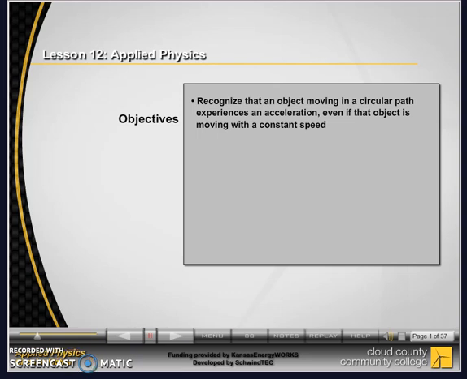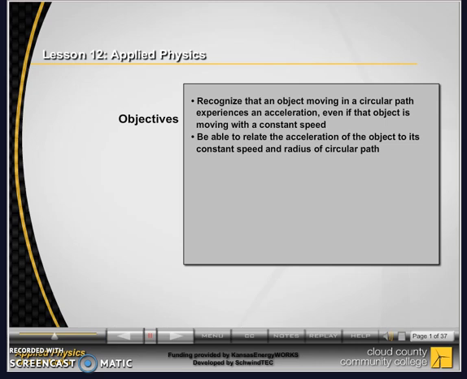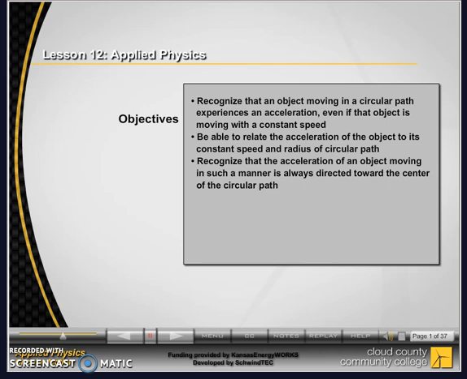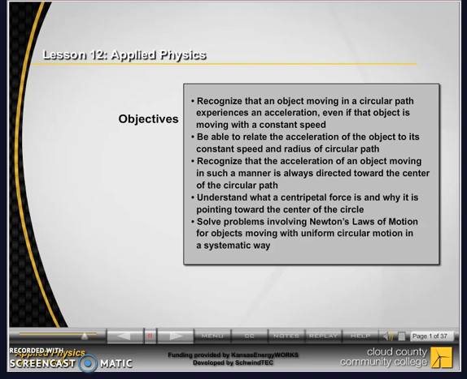Recognize that an object moving in a circular path experiences an acceleration even if that object is moving with a constant speed. Be able to relate the acceleration of the object to its constant speed and radius of circular path. Recognize that the acceleration of an object moving in such a manner is always directed toward the center of the circular path. Understand what a centripetal force is and why it is pointing toward the center of the circle. And solve problems involving Newton's laws of motion for objects moving with uniform circular motion in a systematic way.